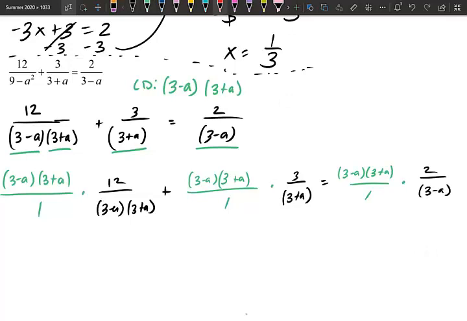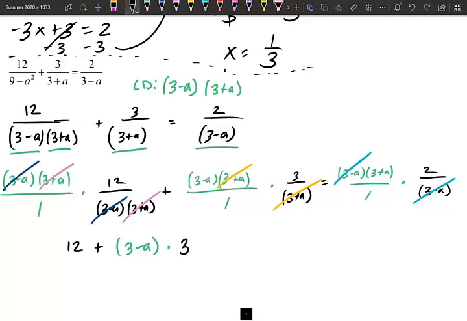All right, let's start canceling. So we can cancel out 3 minus a, 3 minus a, 3 plus a, 3 plus a. We can cancel out 3 plus a, 3 plus a. And here we can cancel out 3 minus a, 3 minus a. So let's write what we have left over. We have 12 plus 3 minus a times 3 equals 3 plus a times 2. So we have to distribute.